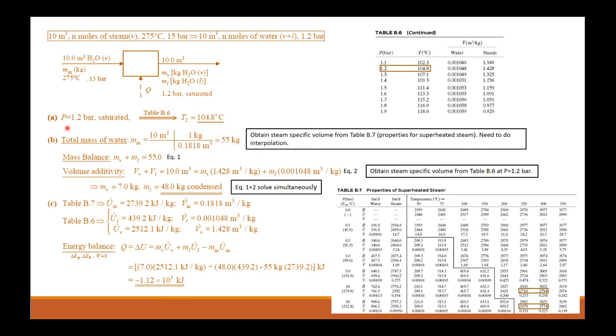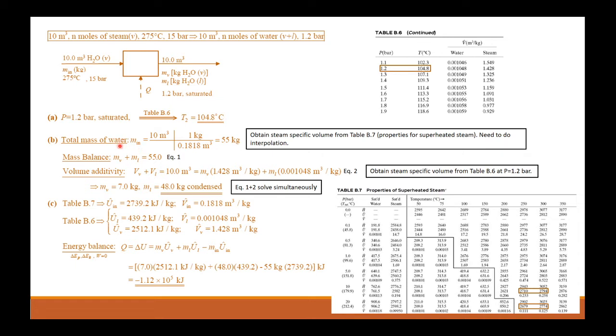So for part A, we want to find the final temperature. It's very simple. So look at your table B6, okay? We are given the final pressure, 1.2 bar, so simply refer to the pressure here, 1.2, and then refer to the temperature here, which is 104.8 degrees Celsius. That gives you your final temperature.